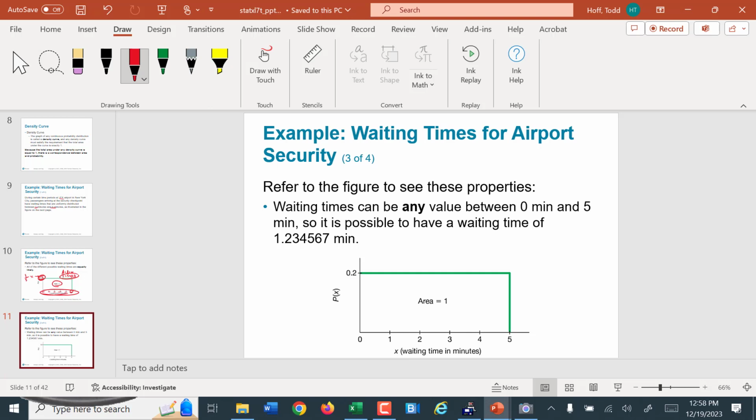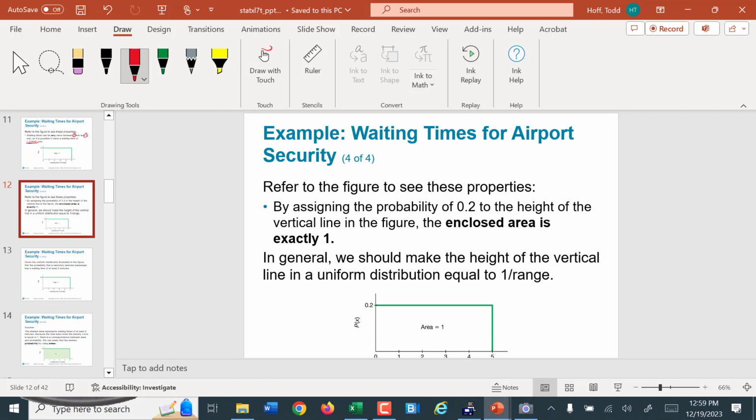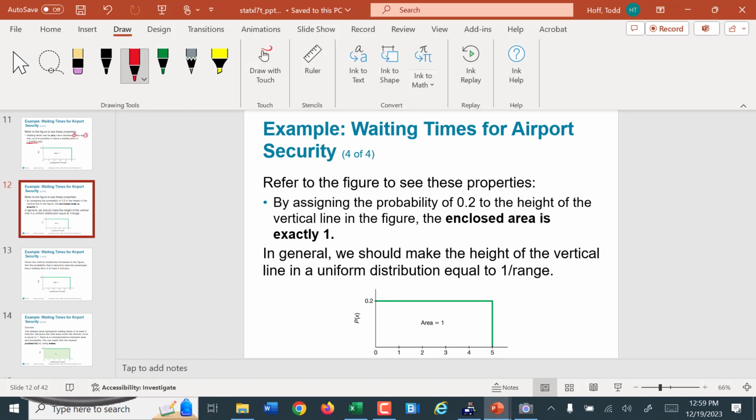We see that being a continuous distribution, any value now between 0 and 5 minutes is possible. So it could be 1.2 minutes, it could be 1.23 minutes, 1.2456 minutes. That's the nature of a continuous distribution, is we can go to as many decimal places as we want within the range. Every value in that range is possible. It's not just certain values along the range anymore.